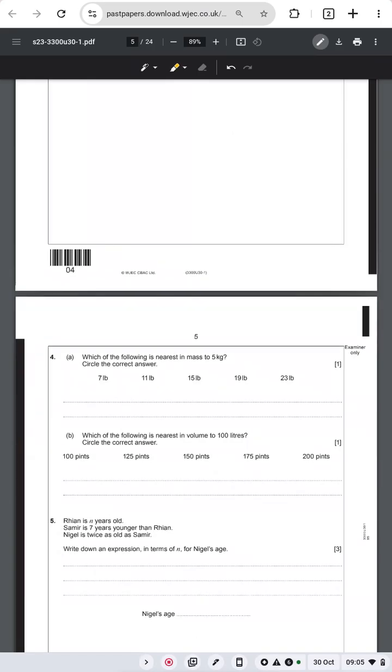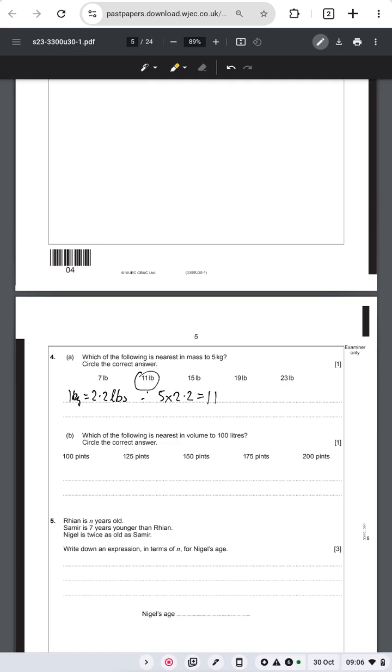Which of the following is nearest to 5 kilograms? So 1 kilogram is equal to 2.2 pounds. Therefore, we have 5 times 2.2. So 2 times 5 is 10, and 0.2 times 5 is another 1. So that gives us the 11. So the answer is 11 pounds.